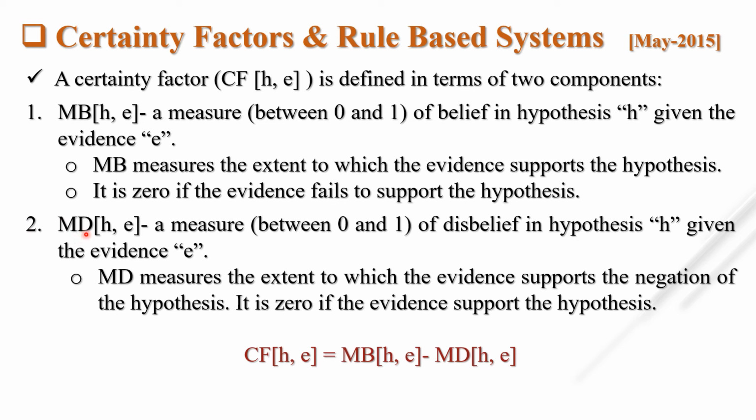Second, MD, that is measure of disbelief. A measure of disbelief is also measured from 0 to 1, of disbelief in hypothesis H given the evidence E, where MD measures the extent to which the evidence supports the negation of the hypothesis. That is negative. It is 0 if the evidence supports the hypothesis. In disbelief, it is totally opposite to belief. If it supports the hypothesis, then it is 0. In this, if it supports the hypothesis, then it will be 1.